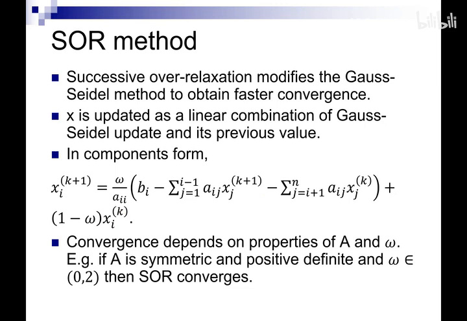Now we can set different values for omega, and it turns out that the convergence of this SOR method depends both on the properties of A, for example, if it's diagonally dominant or not, and also on properties of omega. For example, it's been shown that if A is symmetric and positive definite, and if omega is between 0 and 2, then the SOR method will converge.